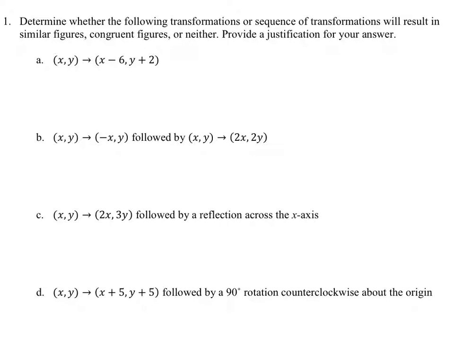Determine whether the following transformations or sequence of transformations will result in similar figures, congruent figures, or neither. And then we'll justify it. Okay. A, this one would be congruent because it is simply a translation. And translations, rotations, and reflections, any combination of those or individuals will result in congruency.